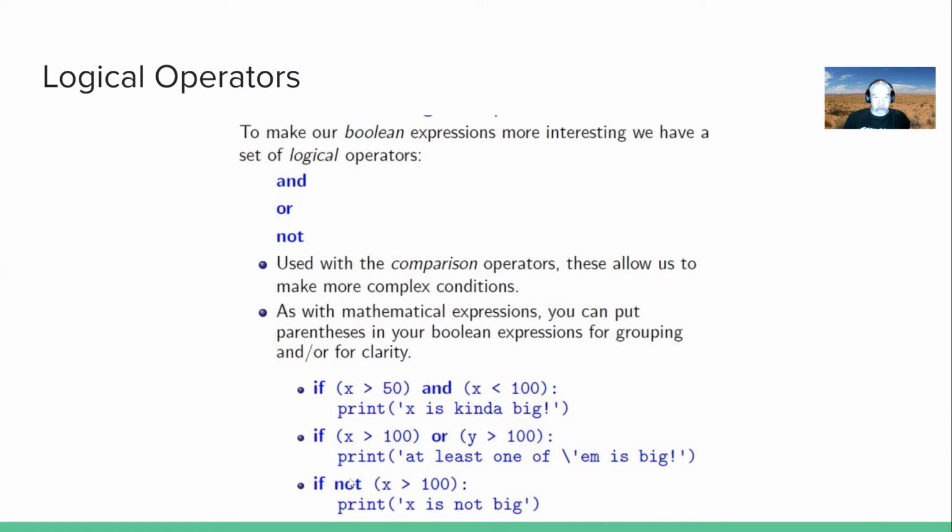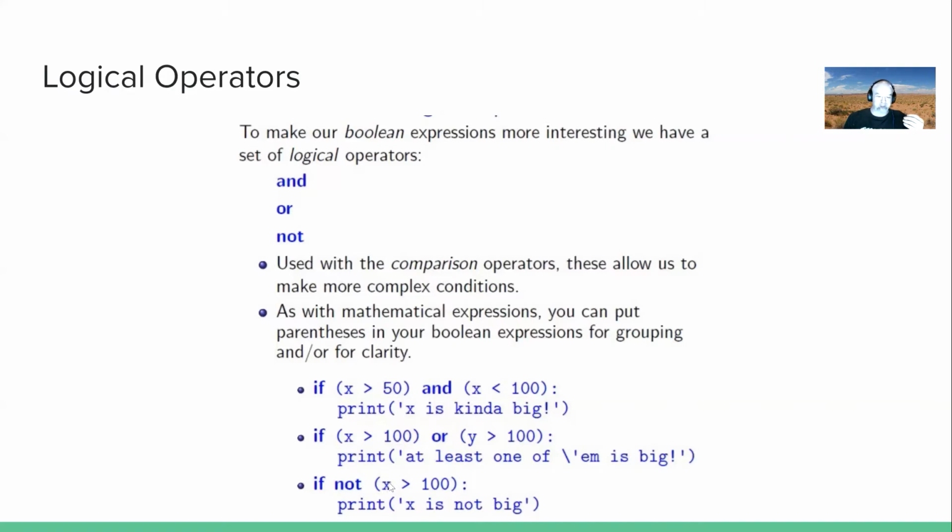Not is basically like flipping a true to a false or a false to a true, right? It just flips a switch on whatever the not refers to. So here it will evaluate this expression: is x greater than 100? If x is in fact greater than 100, this would be true. Then you throw in a not, and your true becomes a false. And so this would not get printed.